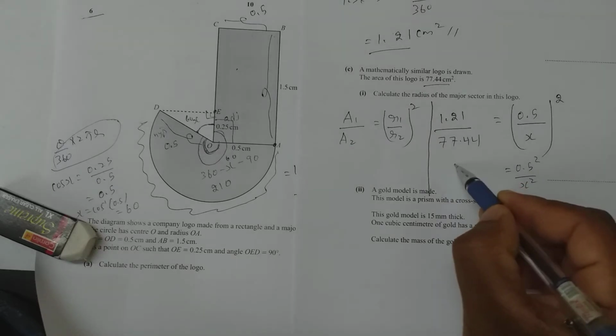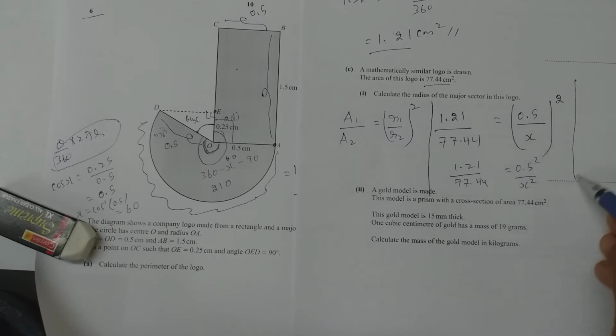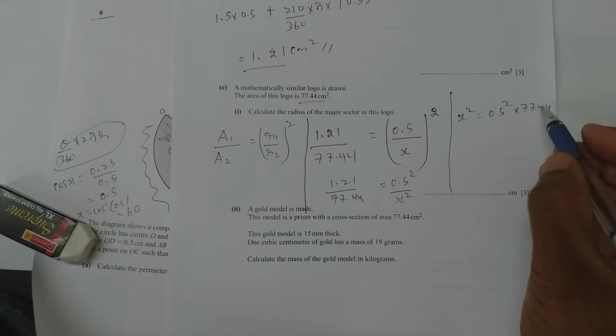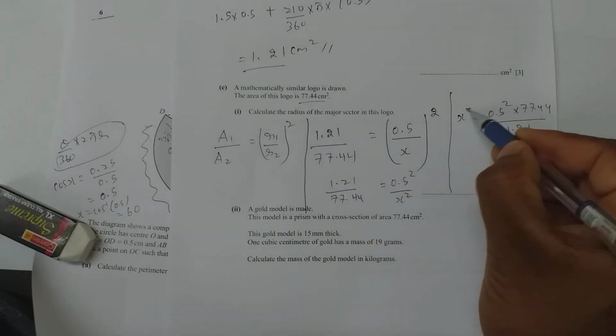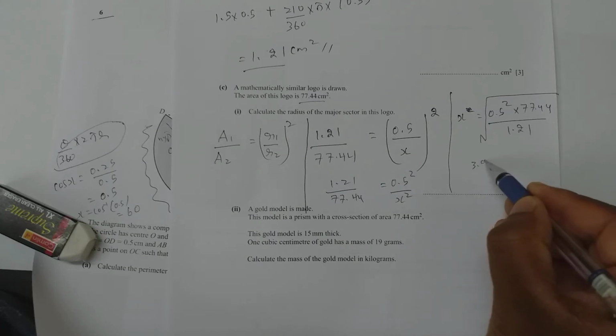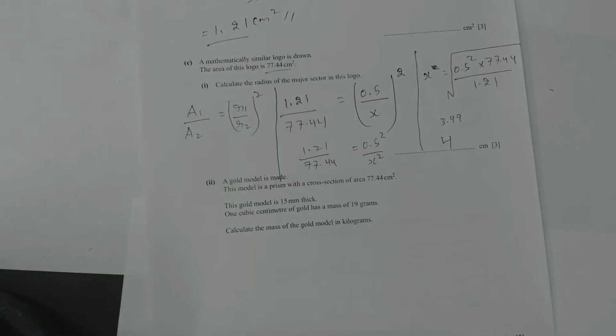Next cross multiply. So x square equal to 0.5 square into 77.44 divided by this 1.21 I get. To get x value, it becomes square root. Square goes, it becomes square root, you get x value to be 3.99. When you round it off, it becomes 4. Clear? 3.99 and round it off, you get 4.